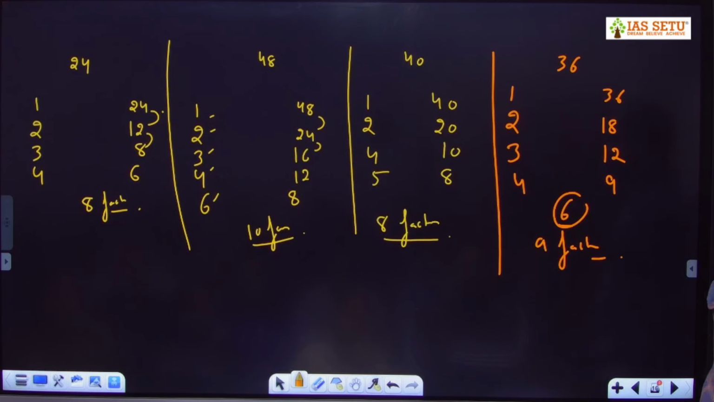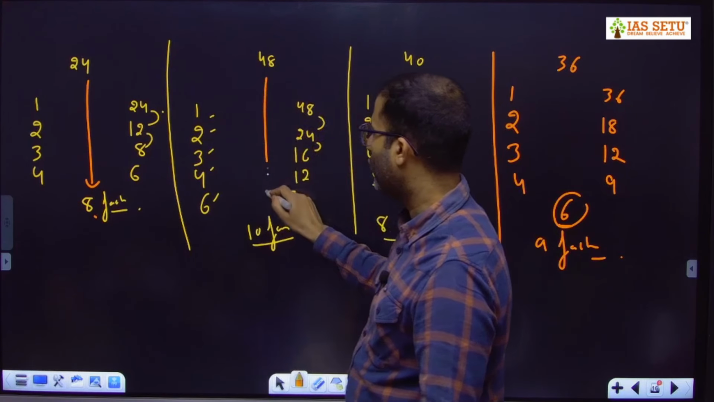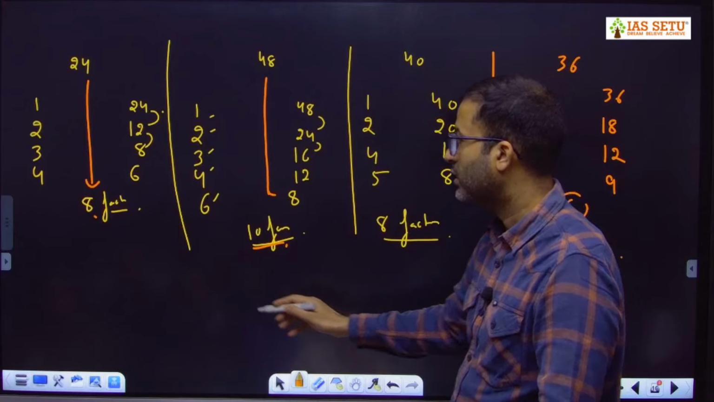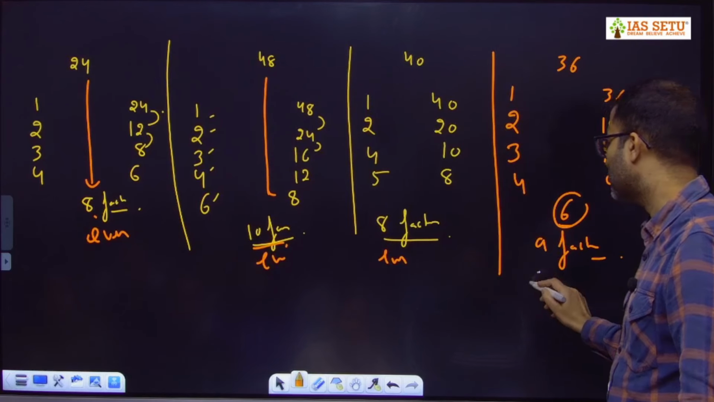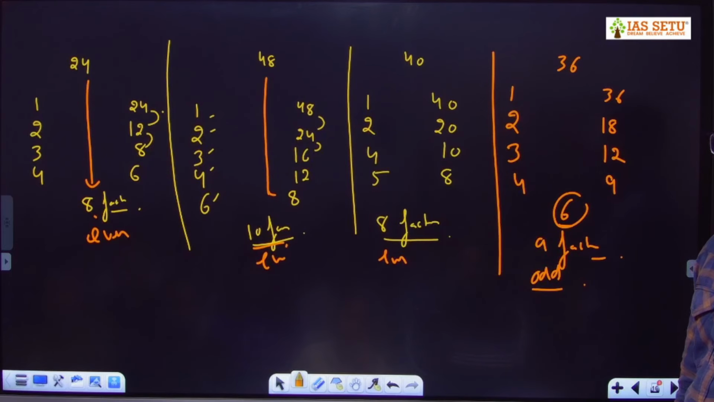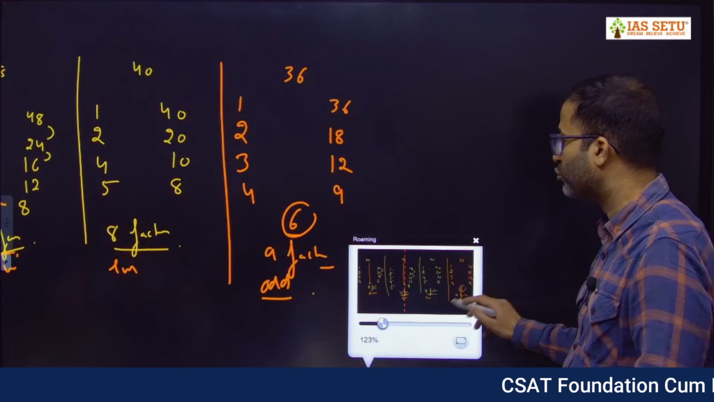I tell you here, 24 has 8 factors, 48 has 10 factors. This is even, even, even. This is odd. 36 has 9 factors. Let me take 2 more examples, then you can make an observation.